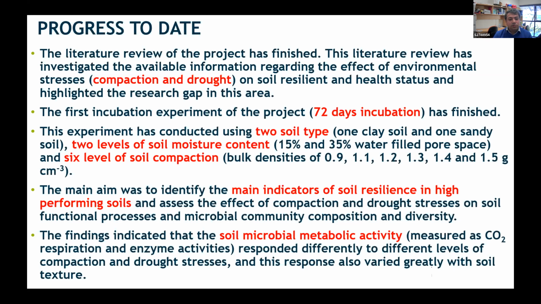We also used 6 different levels of compaction, from a really low compaction of 0.9 grams per cubic centimeter up to 1.5 grams per cubic centimeter, which is a severe compaction issue in the farming system.